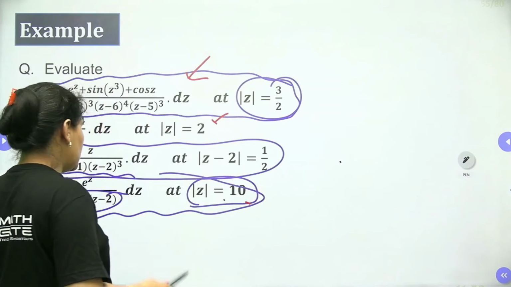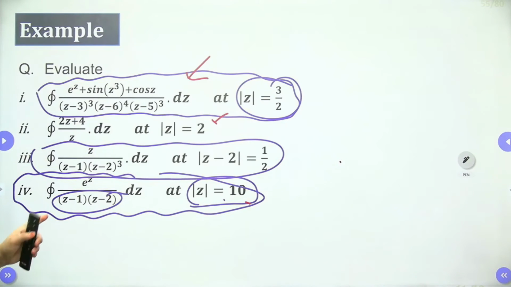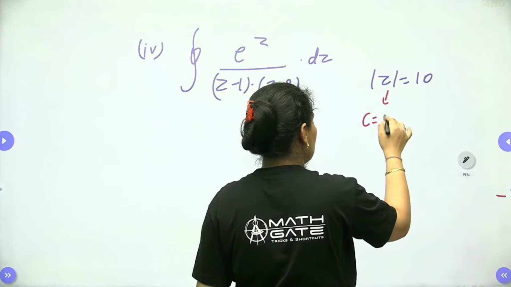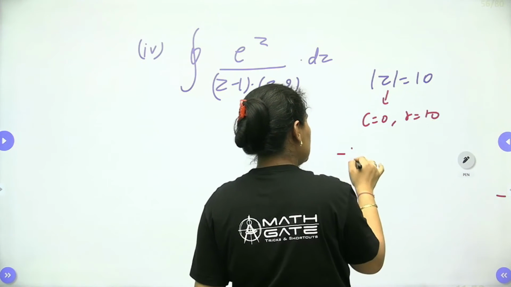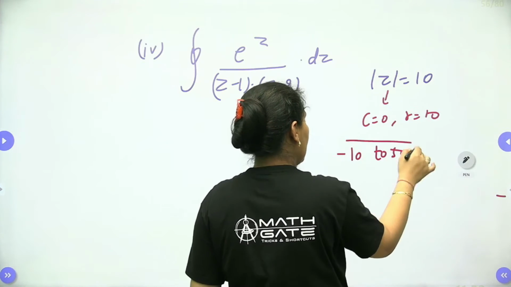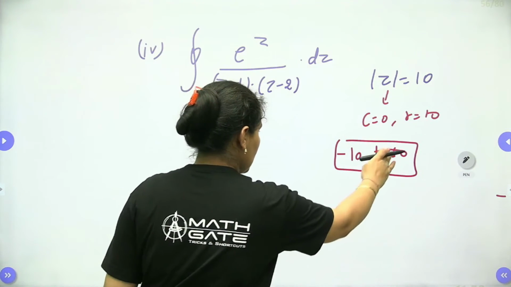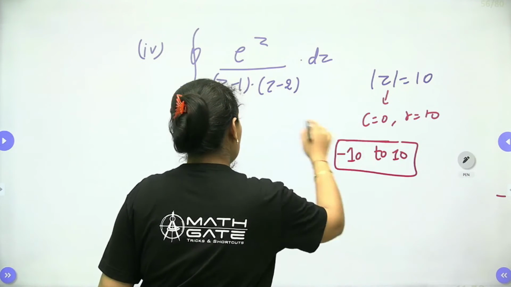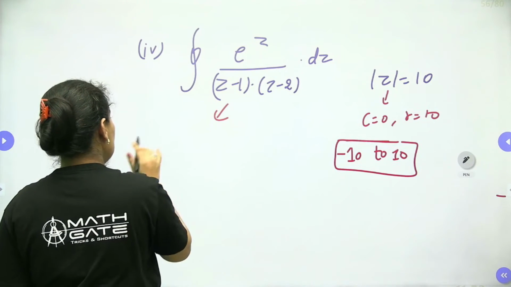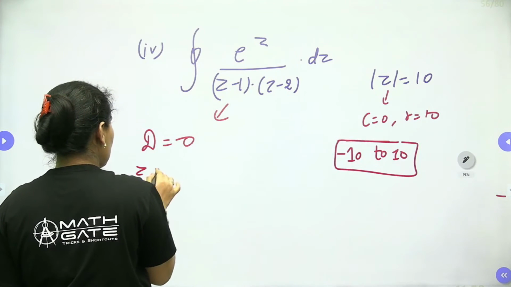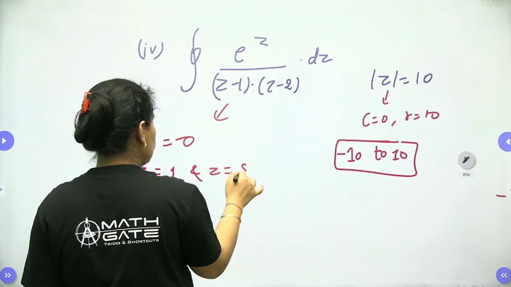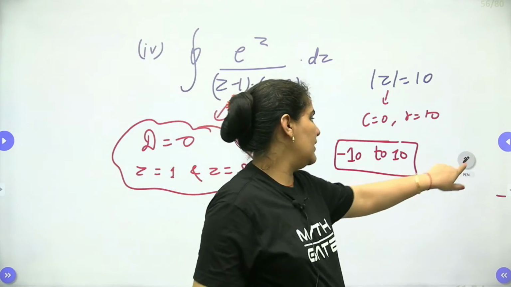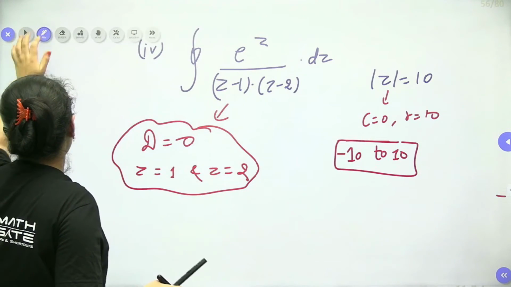So we can say, dear students, when we have mod z equal to 10, we can clearly see from here the center is 0 and the radius is equal to 10. It means the range will be minus 10 to 10, right? When we find the poles, the denominator will be 0. We have z equal to 1 and z equal to 2, dear students.